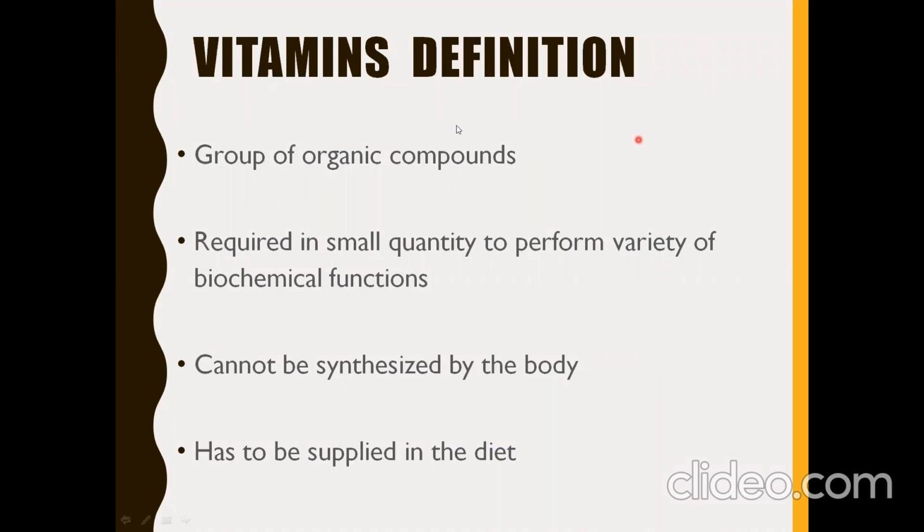So what is a vitamin? Vitamin is a group of organic compounds required in very small amounts. It performs a wide variety of biochemical functions. As it cannot be synthesized by the body, it has to be necessarily supplied in the diet. So it is a group of organic compounds required in a smaller quantity, and it is not synthesized by the body and hence it has to be provided in the diet.